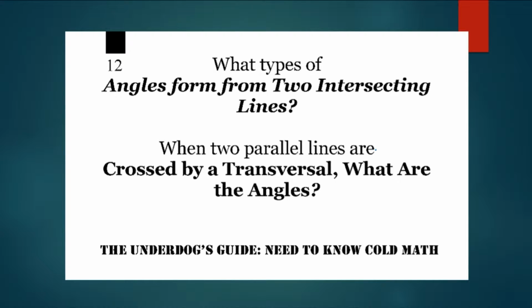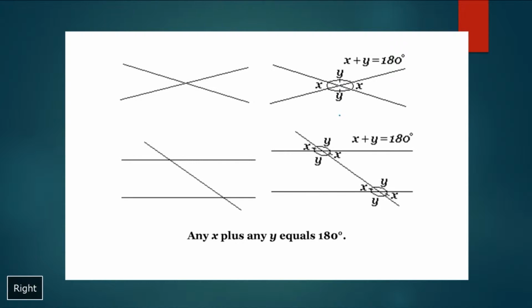What types of angles form from two intersecting lines, and when two parallel lines are crossed by a transversal, what are the angles? Let's take these each in turn. First is, if you see two lines like this, this angle and this angle are the same, just as these angles here are the same. And if you add any two adjacent angles that make a straight line, a straight line is always 180 degrees.